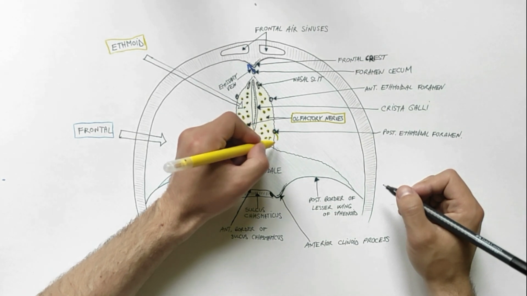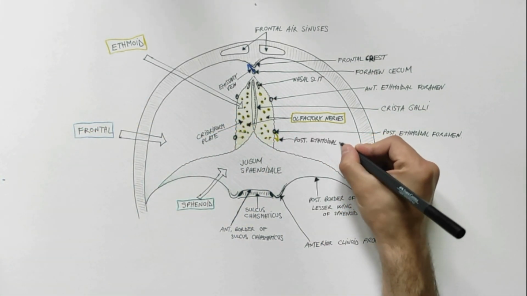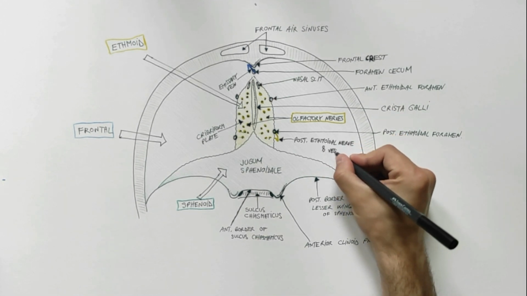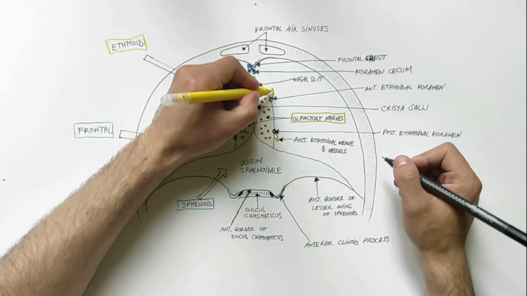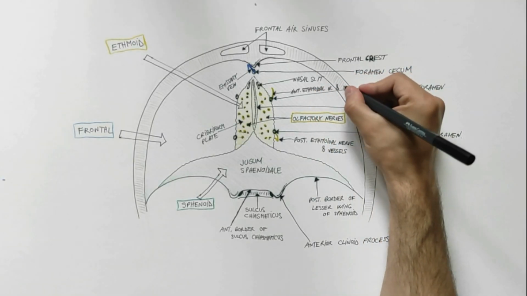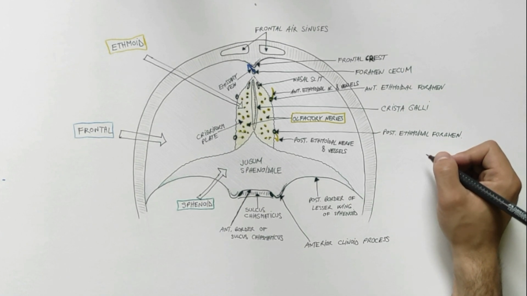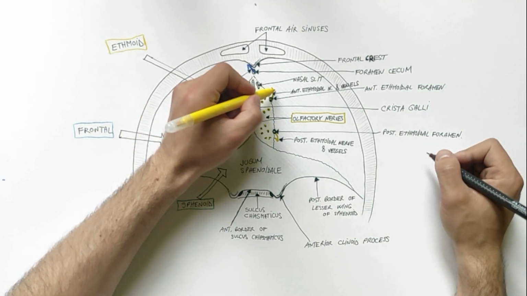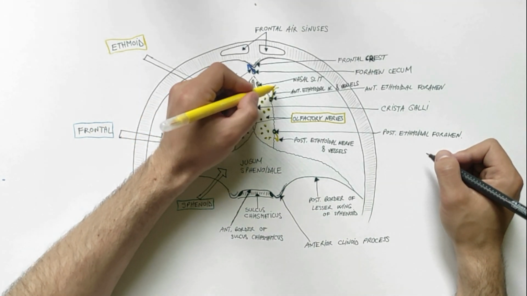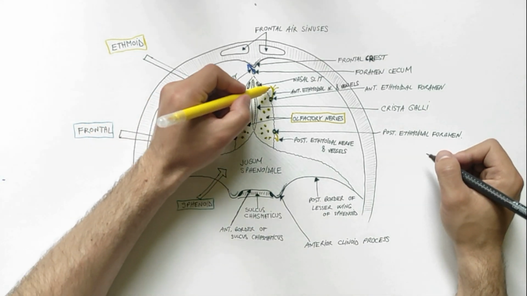The posterior ethmoidal foramen gives passage to the posterior ethmoidal nerve and vessels. The anterior ethmoidal foramen gives passage to the anterior ethmoidal nerve and vessels. The anterior ethmoidal nerve, after it arrives in the anterior cranial fossa, gives some small branches to the dura mater in this region, and then leaves the fossa passing through the nasal slit, thus arriving in the nasal cavity.